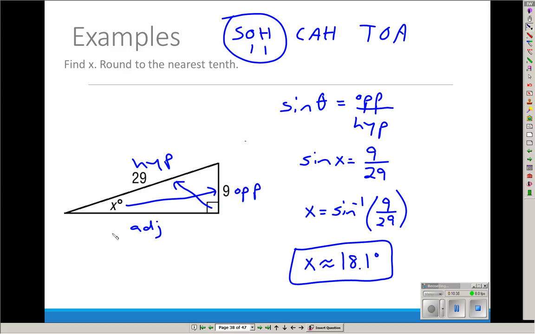So identify opposite, adjacent, and hypotenuse, or use sine, cosine, or tangent. Write the equation, substitute in, and solve. When you're looking for the angle, do the arc sine.